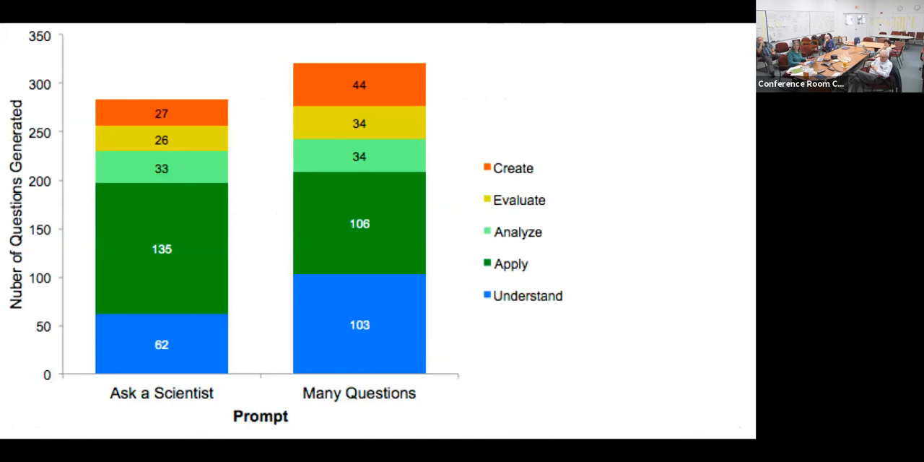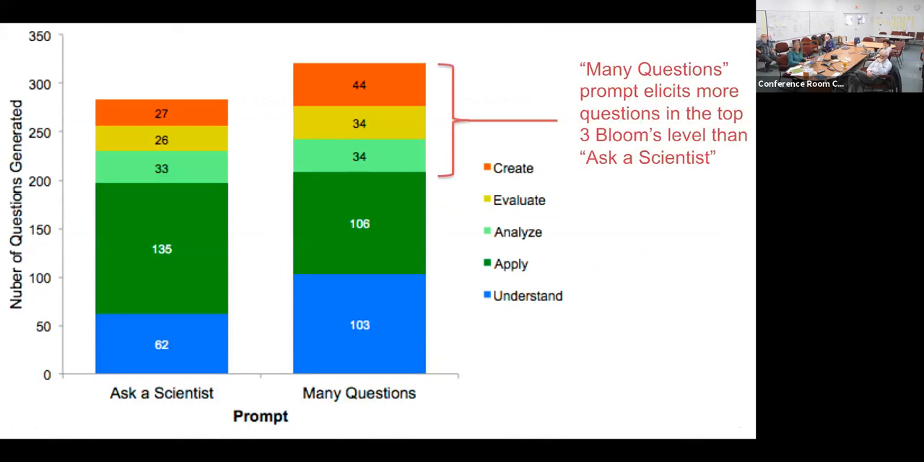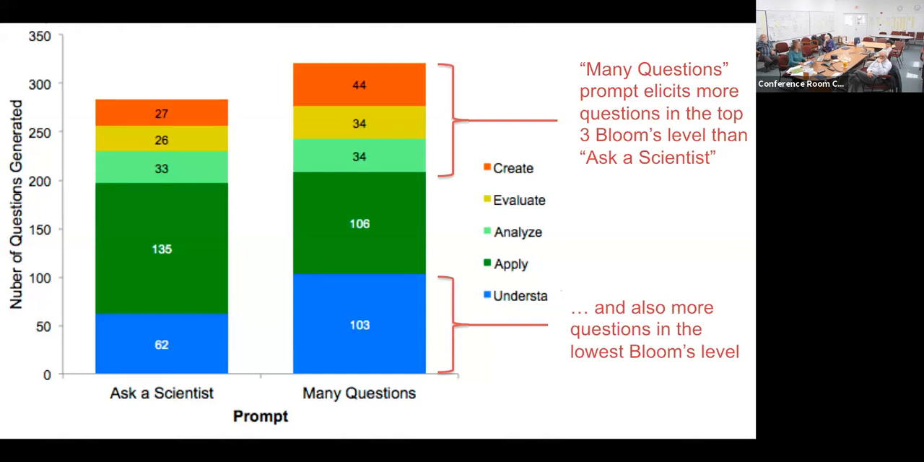So this shows the number of questions generated in response to the 2 prompts. And I alluded to this earlier, that when you're looking for high-level questions, a place to look is in individuals who ask a lot of questions. And we see the same thing when we compare our 2 prompts. The many questions prompt elicited more questions in the top 3 Bloom's levels than the Ask a Scientist prompt, which was interesting. But it also elicited more questions in the lowest Bloom's level.